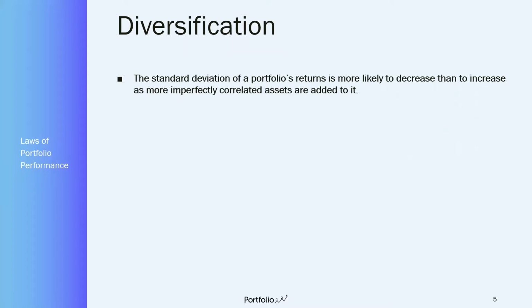The standard deviation of a portfolio's returns is more likely to decrease than to increase as more imperfectly correlated assets are added to it. That is the law of diversification. And this law can be derived from the law of large numbers, which is a very important statistical law. In plain English, the greater the number of stocks you hold, the less fluctuation you'll see in your returns.